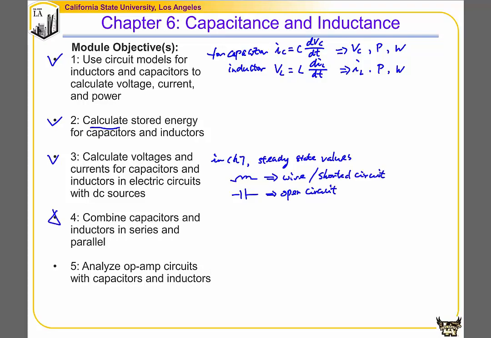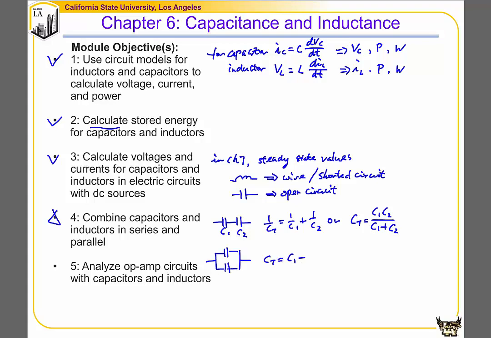The next objective is to combine capacitors and inductors in series and in parallel, so we learn how to simplify a network for capacitors and inductors. For two capacitors in series, the overall capacitance is 1 over Ct equals 1 over C1 plus 1 over C2, or Ct equals C1 times C2 over C1 plus C2. For capacitors in parallel, Ct equals C1 plus C2.